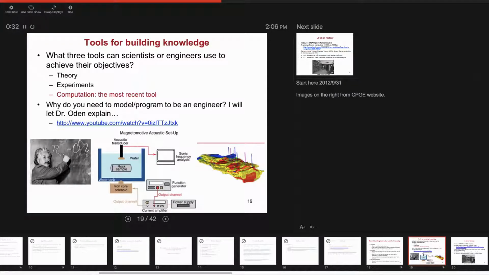So this class is about introducing you to the computational, also known as numerical methods, as a tool to build knowledge. And I have these three images that visualize that. Whenever we think of Einstein, we think of the theory of relativity, to be precise. This is an example set up from a lab that is measuring some sort of pressure, acoustic wave propagation through a rock sample, and this is a discretization of a reservoir with all of the wells in there, and there's some indication of geology that one can use for simulation through that reservoir, and that is quite prevalent in petroleum engineering.